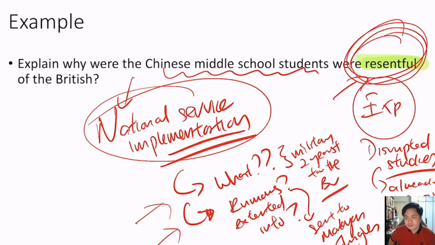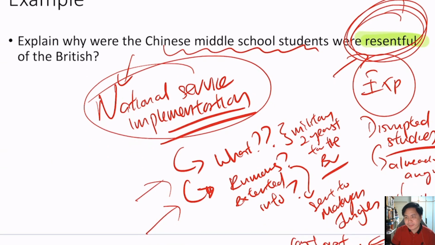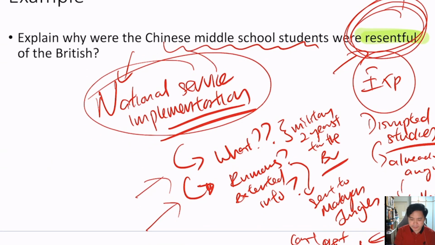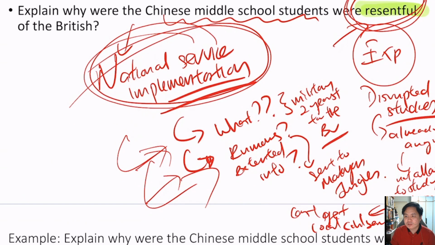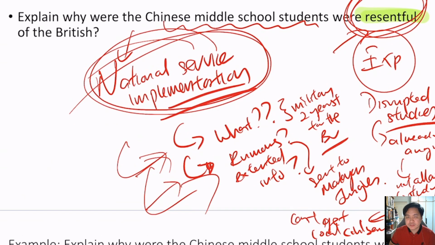All right. So I'm very clear here. What is my main point? Everything anchors on my main point, national service implementation. What are my details? What are the rumors? And the last part is how do these details actually lead to resentment, which is the outcome I'm trying to explain. Well, it led to resentment because of a lot of disrupted studies, making them very angry, right?